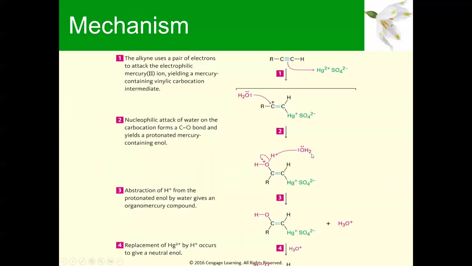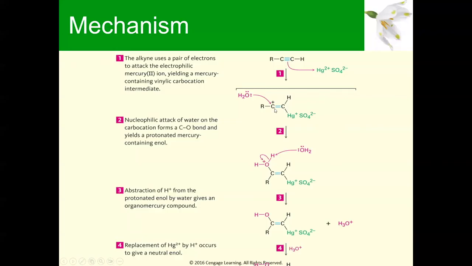Okay, so there's just a little bit more detail about the mechanism. This is not in your handout. I don't expect you to write out this whole mechanism, but it might help you understand what's going on and get the right answer if you see in detail what the steps are. So again, the first thing that happens is this mercury ion is attracted to the electrons in the triple bond. The triple bond serves as the nucleophile. This positively charged mercury is the electrophile. So I form a bond there.